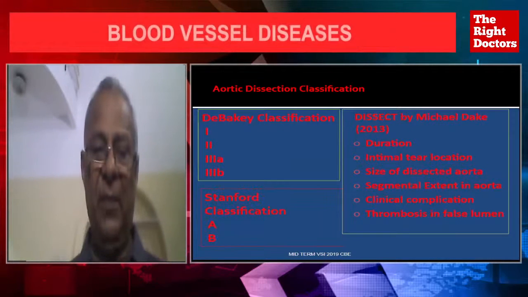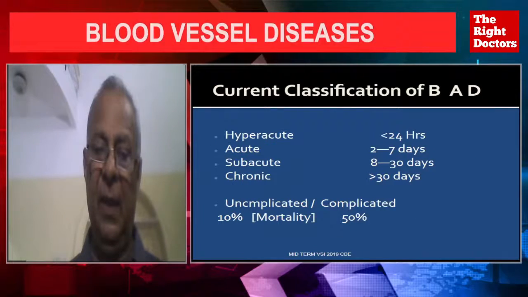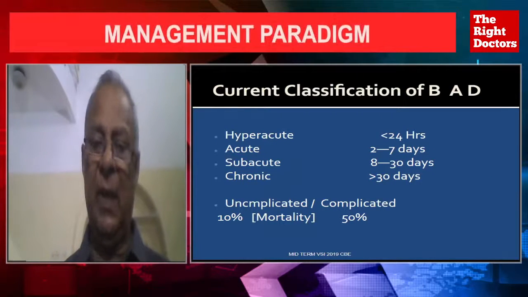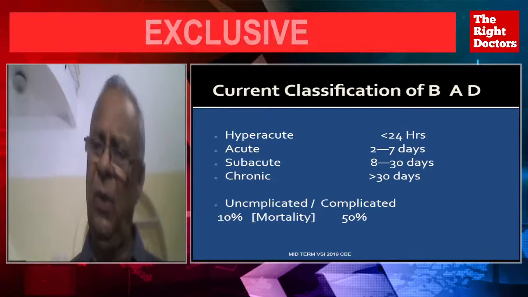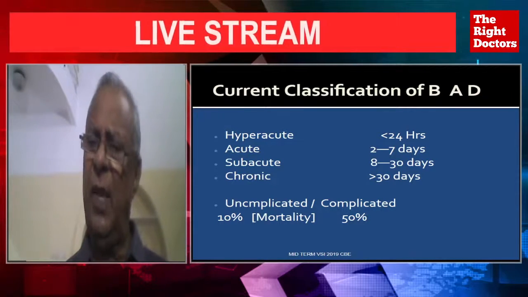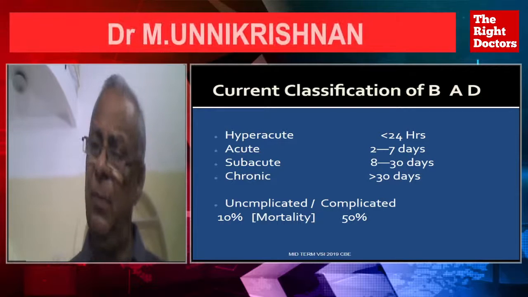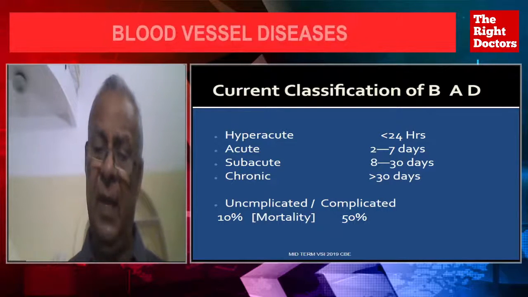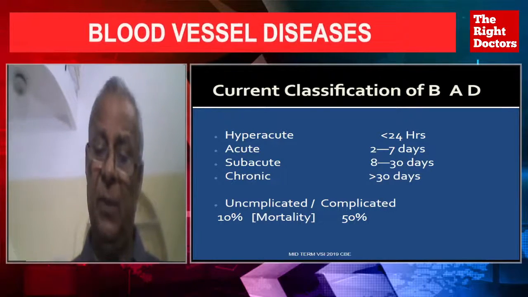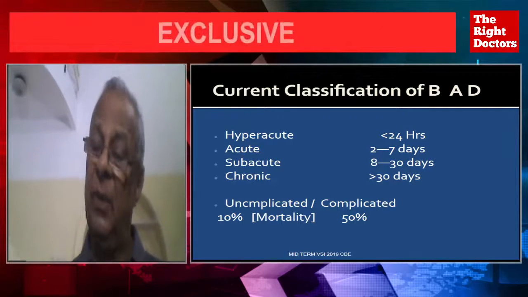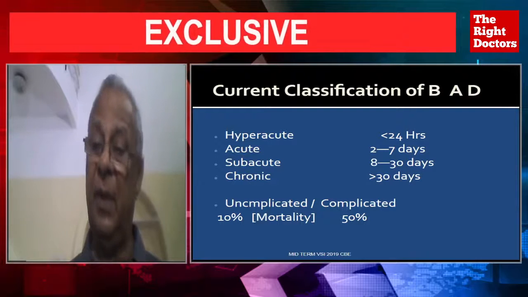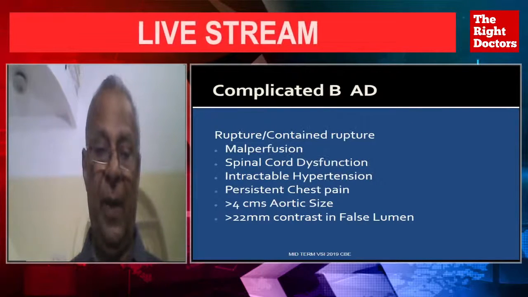This is another classification for management called DISSECT. And then, of course, the temporal classification of hyperacute, acute, subacute, and chronic. And in chronic, we should not leave it too long, because once it gets to 7-8 centimeters, it's almost impossible to treat. And in complicated dissections, if you don't treat them, almost up to 40 to 50% can die within a short while.